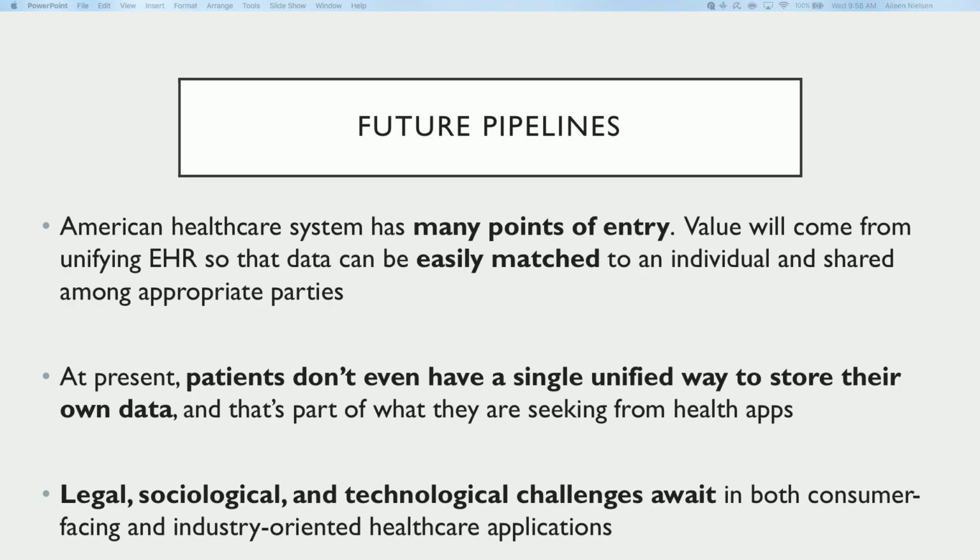So why can pipelines be really interesting from a health tech perspective? Well, future pipelines, if they're built better than current pipelines, can be really valuable for a number of reasons. The first one, and again, this is very US-centric, but it is true of other systems, American healthcare has many points of entry. Value will come from unifying electronic health records so that data can be easily matched to an individual and shared among appropriate parties.